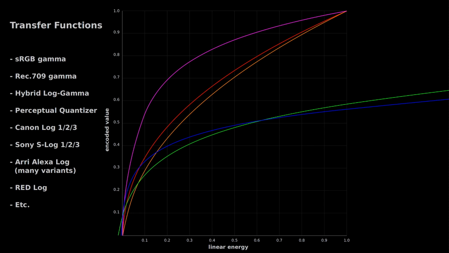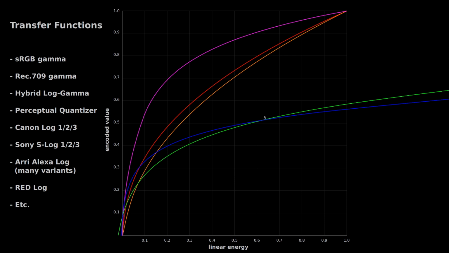For example, if we take a look at the transfer functions from the previous video, you may recall that some of them have these negative values. Well, these negative values are the broadcast legal ranges baked into the curves. So when you encode and decode colors with them, they're automatically squeezed into and pulled out of the broadcast legal range. And as a brief aside, it's worth noting that both of these curves with the broadcast legal ranges baked into them are log transfer functions.